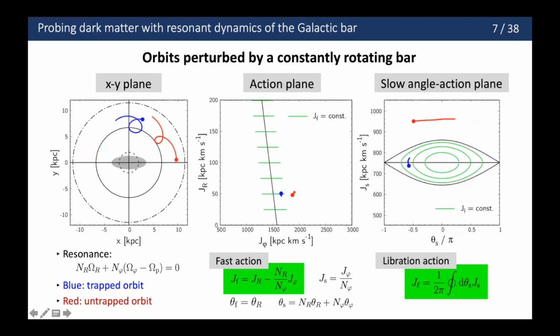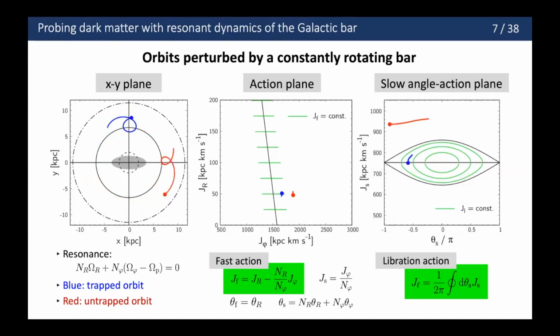Okay, so here's how it looks when the orbit evolves. As you can see from this blue orbit, when the stars lie close to the corotation radius, it can become resonantly trapped. And when it becomes resonantly trapped, you can see that the phase is locked with respect to the bar. It goes back and forth around the bar's minor axis. And the red orbit, in contrast, is untrapped, so it freely circulates around the bar.